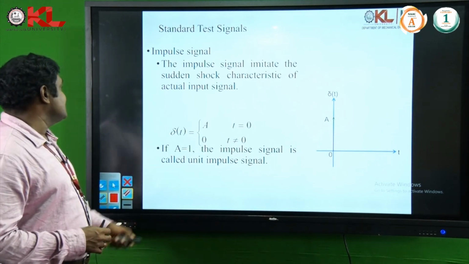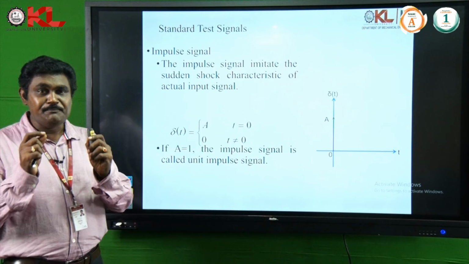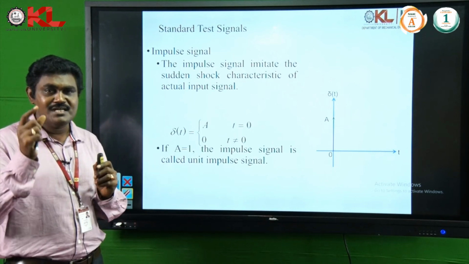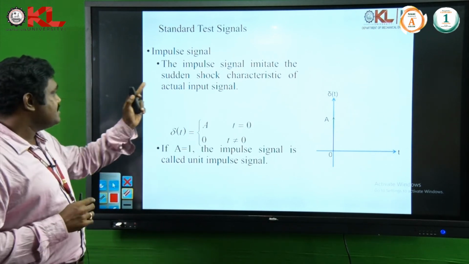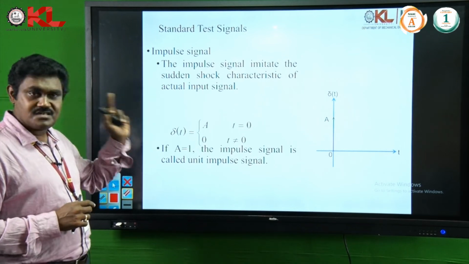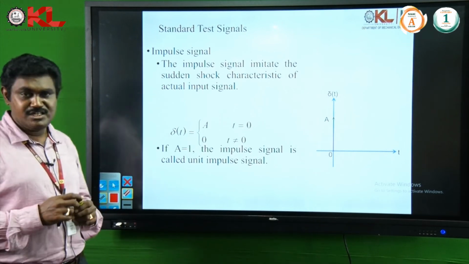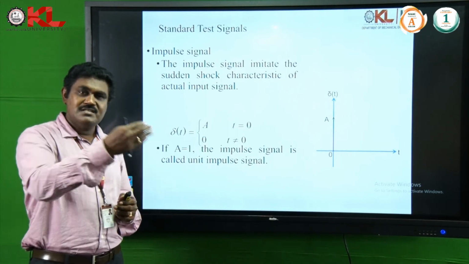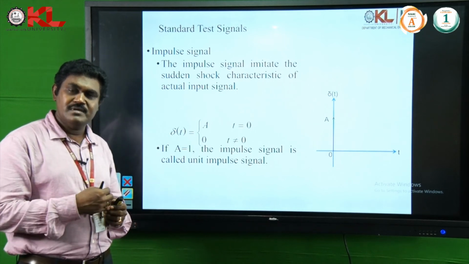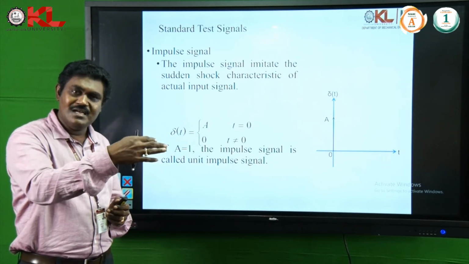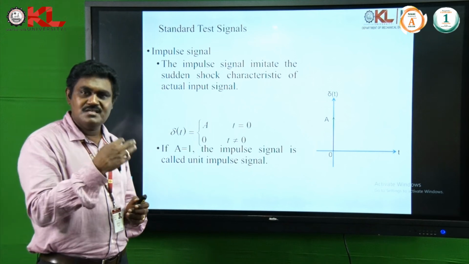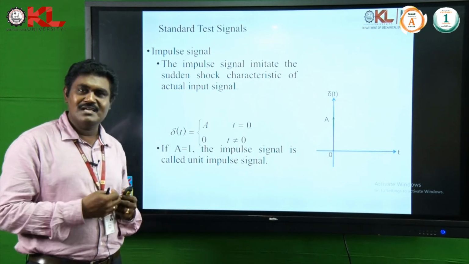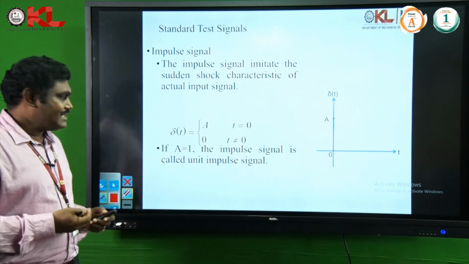The first standard test signal is the impulse signal. Impulse, the meaning itself, is given a sudden shock. The impulse signal imitates the sudden shock characteristics of an actual input signal. If you see the characteristics of that parameter, it is constant, and suddenly a rise takes place. That sudden shock is known as an impulse test signal.